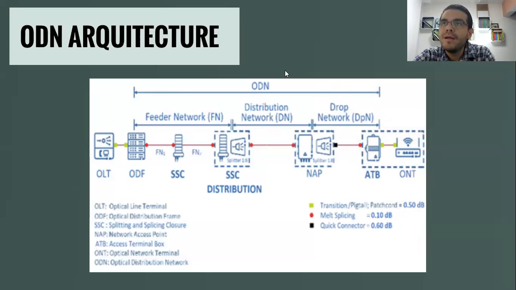The ODN architecture will have 2 splitting levels of 1 to 8, which sums 1 to 64 in total. The first splitting level is located at the splitting and splicing closure, right here. And the second splitting level is located at the network access point, or called NAP, right here. So you have the ODN architecture.